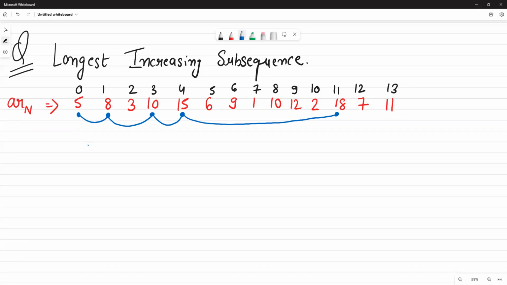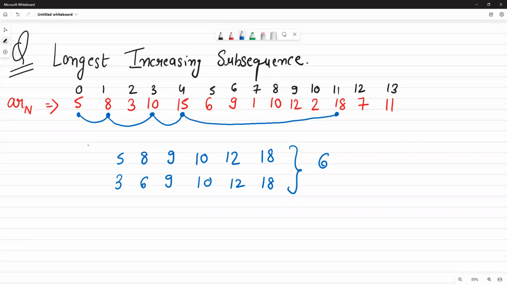It'll be like 3, 6, 9, 10. Either you can pick up 5, 8, 9, 10, 12, and 18. This can be one possibility. Other possibility can be 3, 6, 9, 10, 12, and 18. So both of these sequences have the longest length, which is 6. So you need to return 6. Clear?